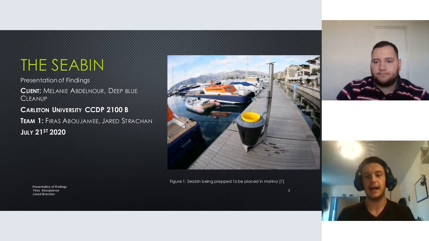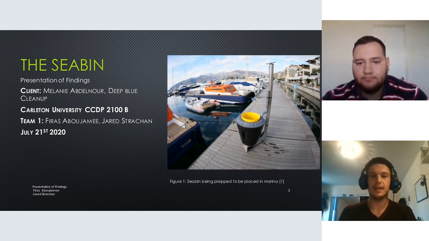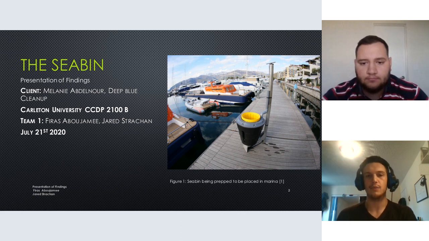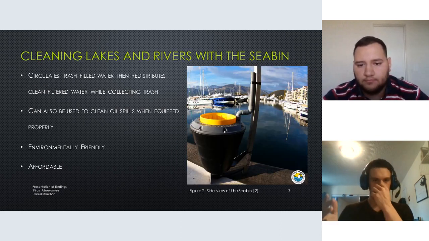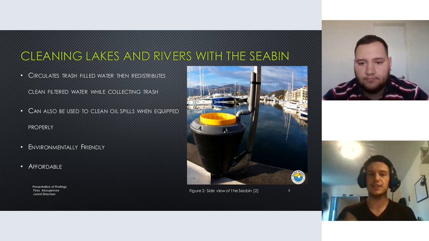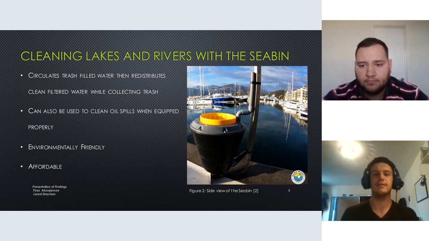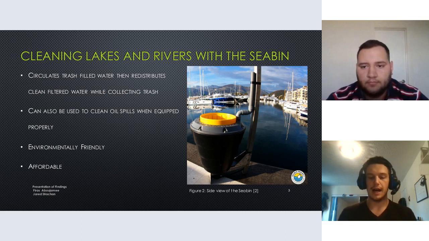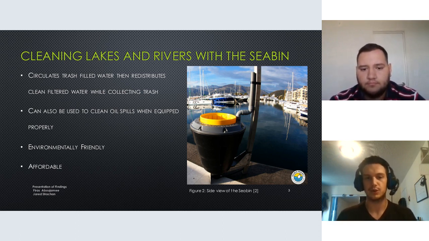So the solution to cleaning that is the Seabin. It's a device used to clean not only canals but lakes and rivers as well. So the Seabin actually circulates the trash-filled water and then redistributes clean filtered water while collecting the trash. It can also clean up oil spills when equipped properly and placed into the actual oil spill. It's environmentally friendly and it's affordable.